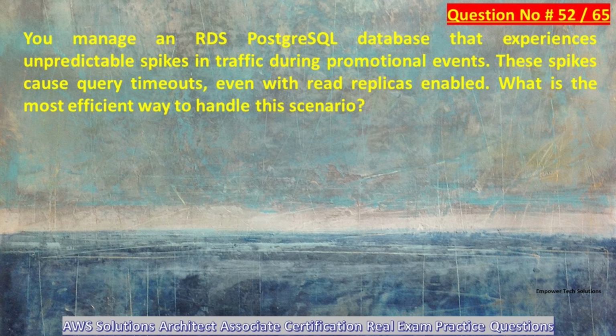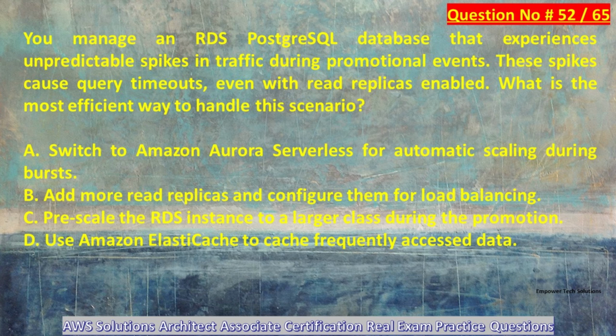You manage an RDS PostgreSQL database that experiences unpredictable spikes in traffic during promotional events. These spikes cause query timeouts, even with read replicas enabled. What is the most efficient way to handle this scenario? A. Switch to Amazon Aurora serverless for automatic scaling during bursts.